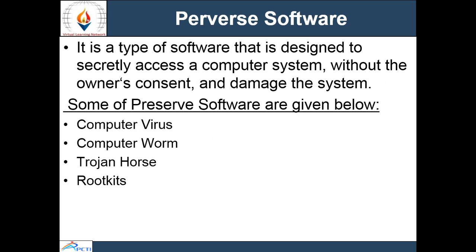Malware. It is a type of software that is designed to secretly access a computer system without the owner's consent and damage the system. Some examples of malware are given below: computer virus, computer worm, Trojan horse, rootkits.